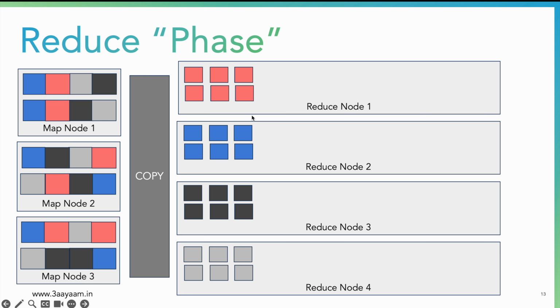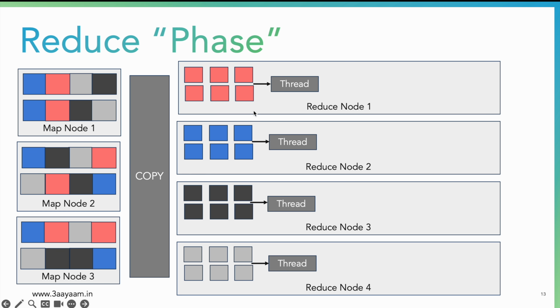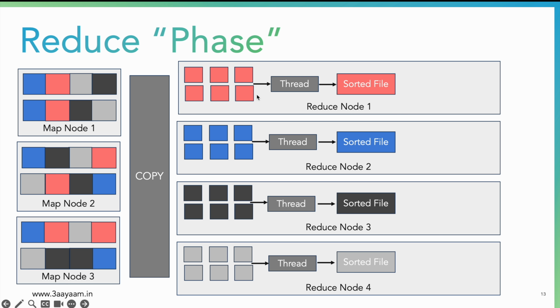Now the framework would run threads which will read these individual files or individual partitions and then merge them and sort them based on the value of the keys. Right, so this is also done by the framework, which will read these individual partitions and then sort and merge them together. Now notice that these 6 blue partitions are coming from 3 different map nodes, because 2 blue partitions are in map node 1, 2 blue partitions are in map node 2, and 2 blue partitions are in map node 3.